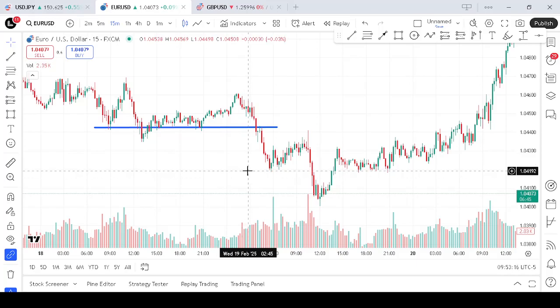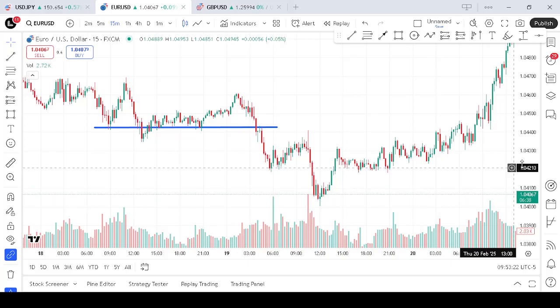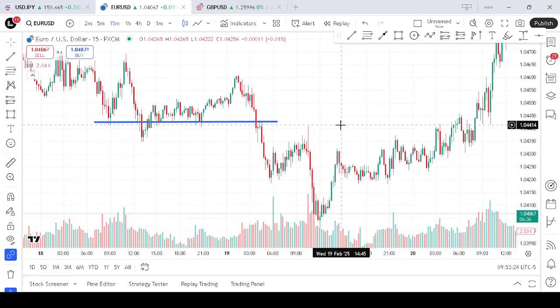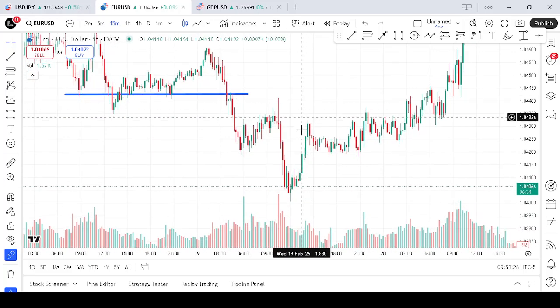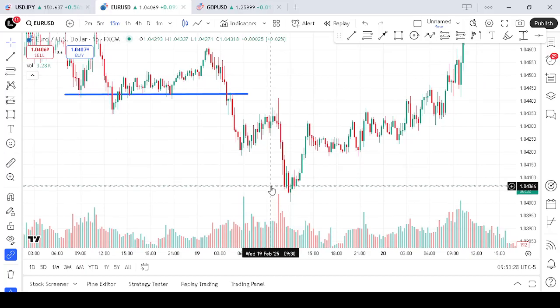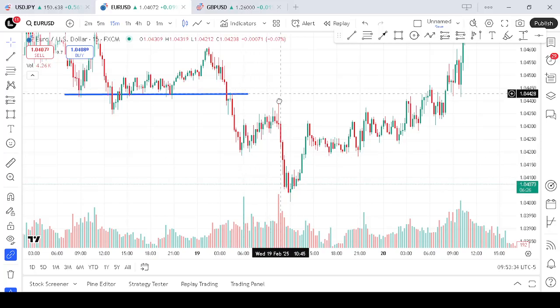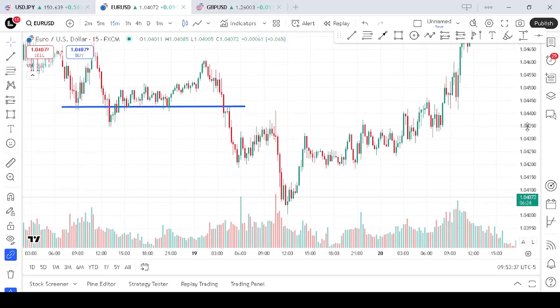The first method is entering immediately when price breaks through the level with increased volume. Volume is crucial in this trading strategy. Let's not forget that it has to confirm that there is a strong momentum behind this move. That's why the volume is crucial.